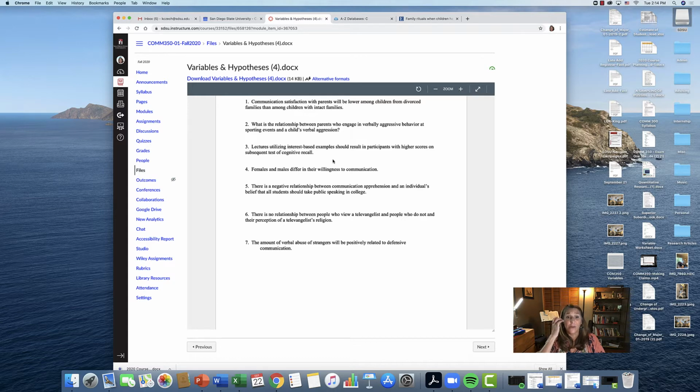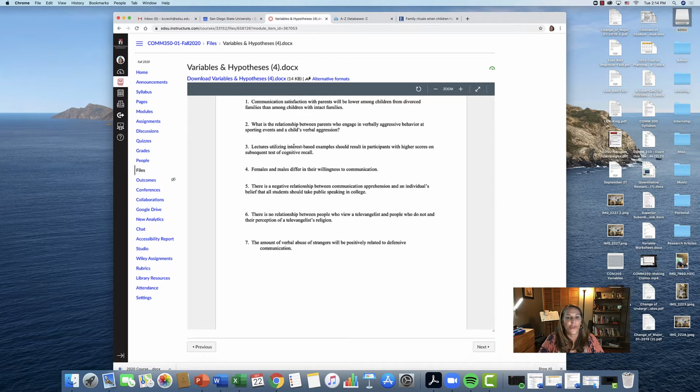So lecture-based examples is the independent variable. Your scores on those tests is the dependent variable. Do we see a word in here at all? Because we've got a period, so we know it's a hypothesis. So we've got one of three choices.